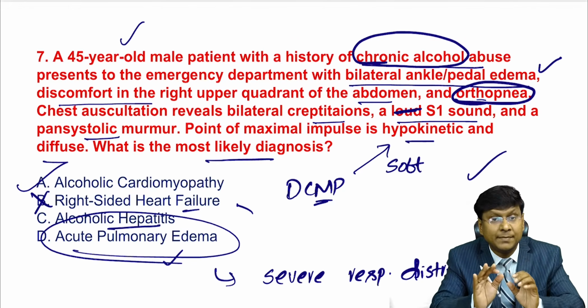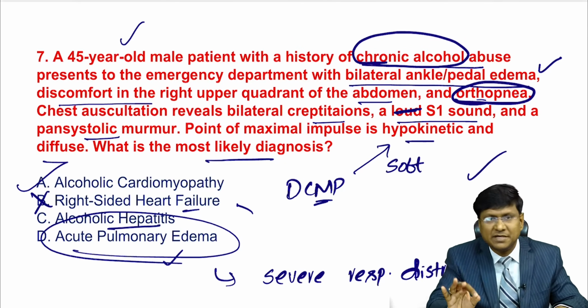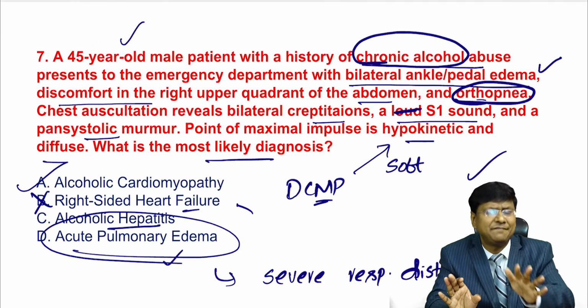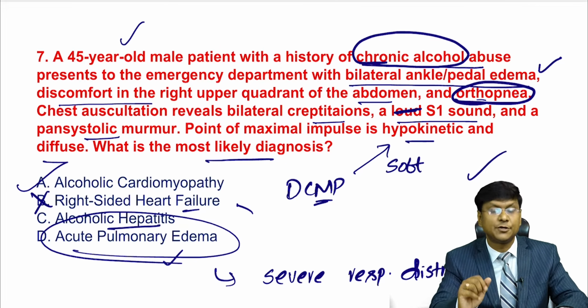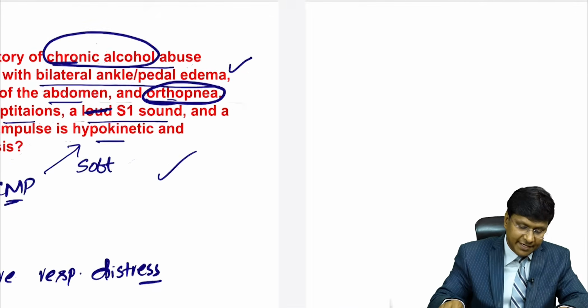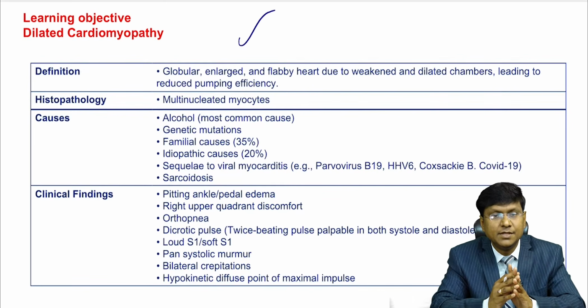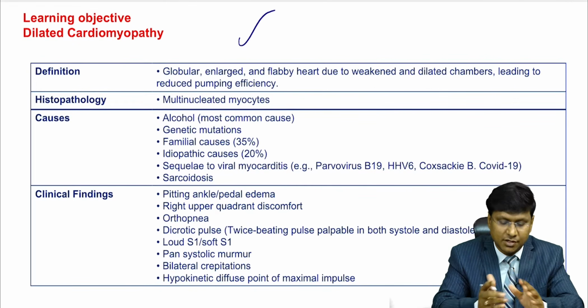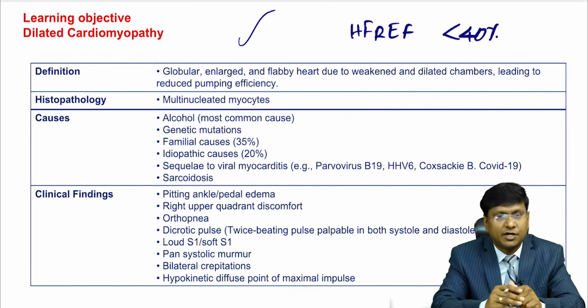Right, that will lead to a severe respiratory distress, right? And in case of the acute pulmonary edema, you will have the features of left heart failure itself, but you will not have the features of the right heart failure in case of the acute pulmonary edema, right? And if you take the features of dilated cardiomyopathy, so dilated cardiomyopathy is the one which will cause the heart failure with reduced ejection fraction, where the ejection fraction will be less than 40%.